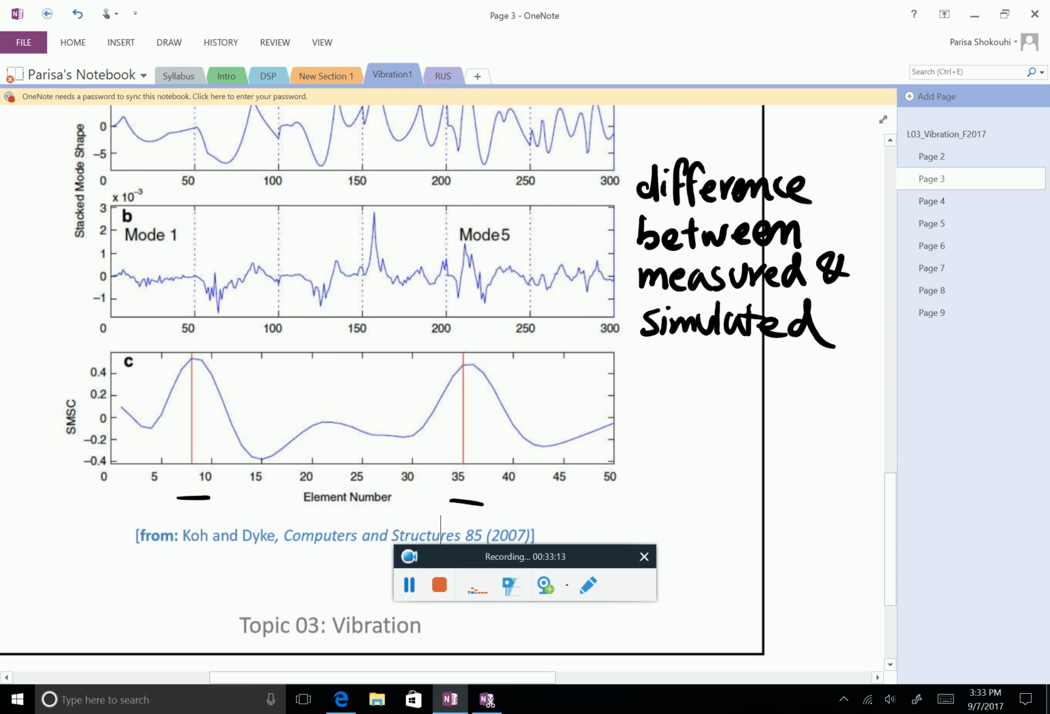The last part is, for that particular element, if you change the material properties, what would be the change between the simulated versus the measured? That's how you kind of localize it. It's not very easy to do.